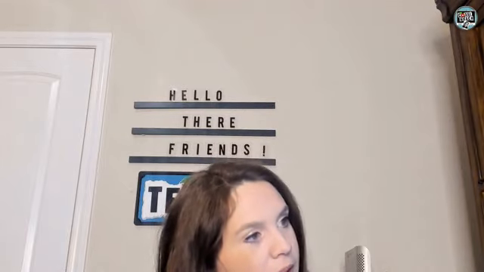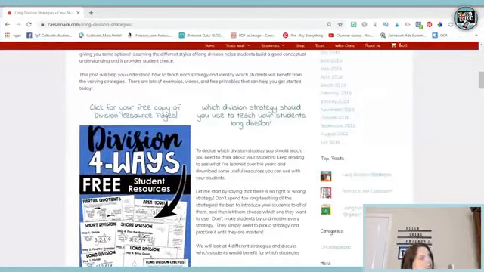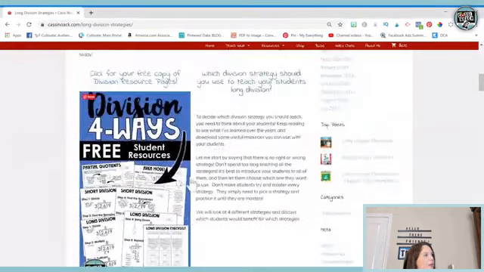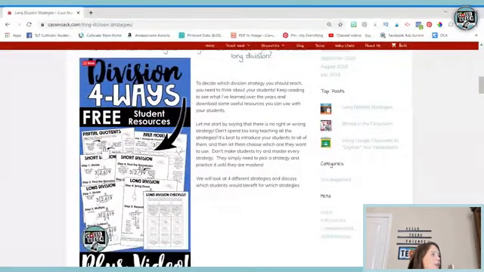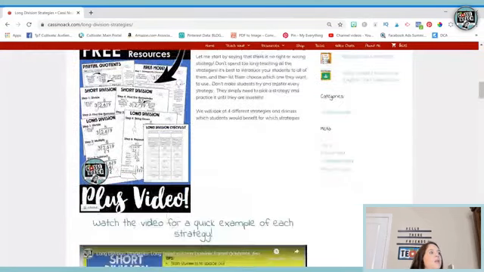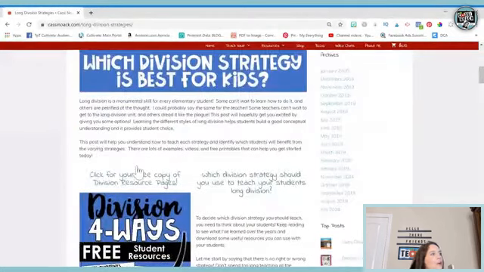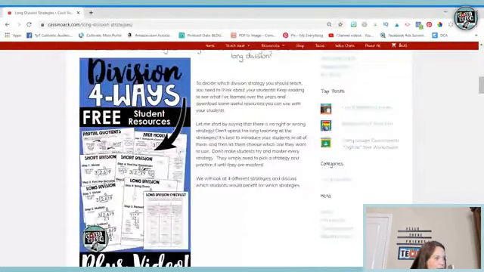So on my blog this week, there is a free download you can use, and it is an interactive notebook page for each of the methods that I just showed you, and some other little things that you can use in your class as well. So you can show these one day, teach all the different strategies, and then let kids figure it out. So that is what I got for you this week.